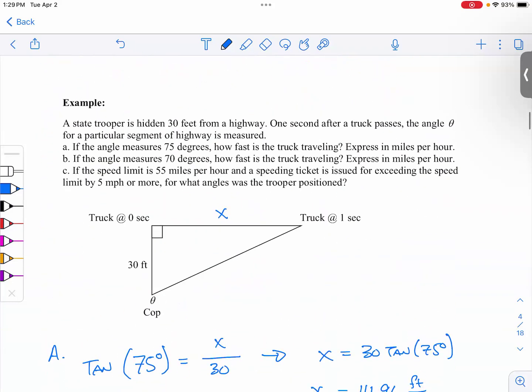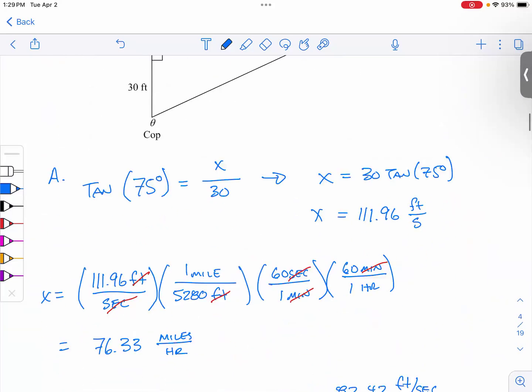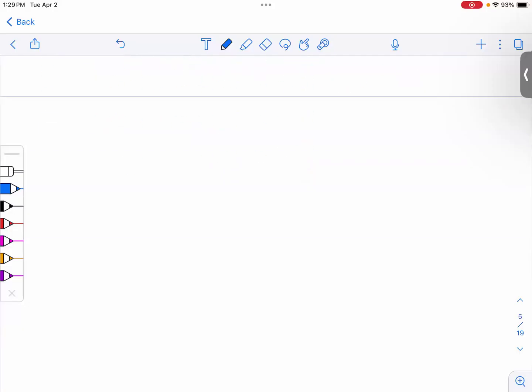Okay, one more, let's see. If the speed limit is 55 miles per hour and a speeding ticket is issued for exceeding the speed limit by 5 miles per hour or more, for what angles was the trooper positioned? So once again, that means 55, 5 over that is 60. We need to go back the other way now.